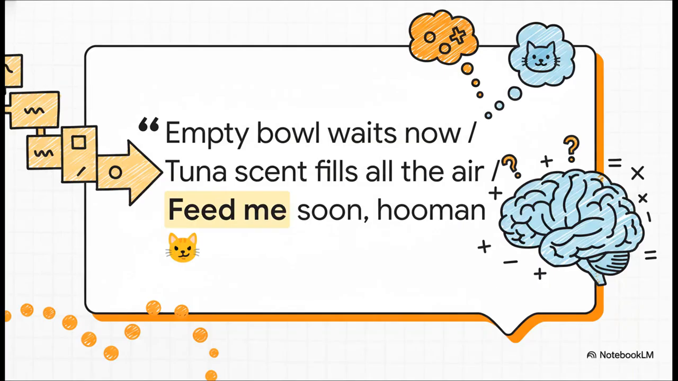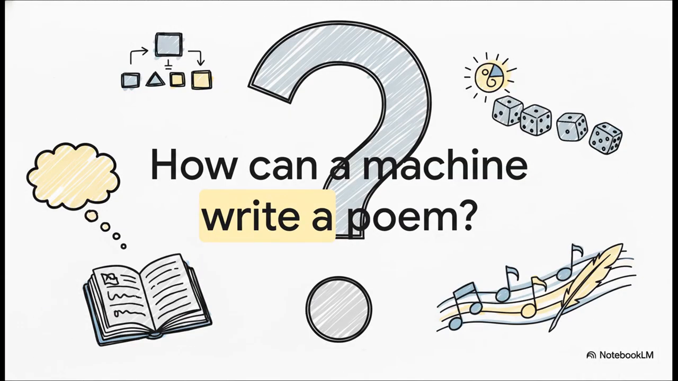I mean, just look at this haiku. It's got a vibe, right? It's funny, it tells a little story, and a machine wrote it, a computer. When you see something like that, it's really, really easy to just throw your hands up and say, yep, it's magic. But here's the thing, it's not magic. So that gets us to the big question, the one we're here to answer. How on earth can a machine, a thing of pure logic and code, write a poem about a hungry cat?